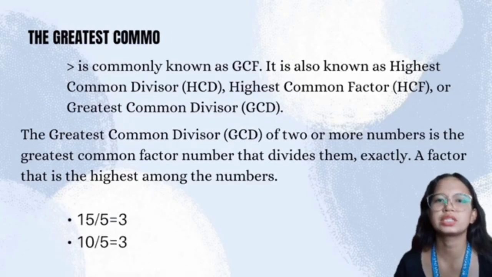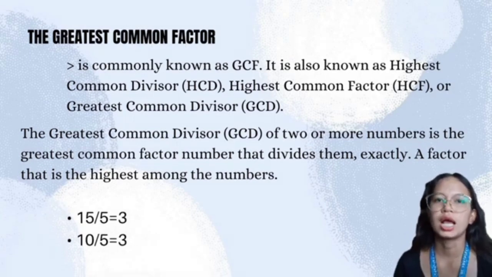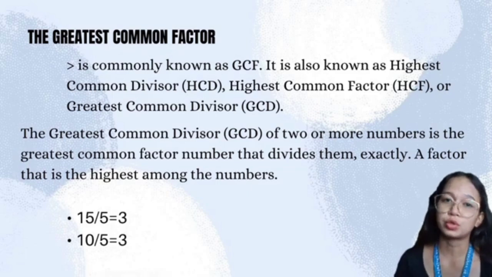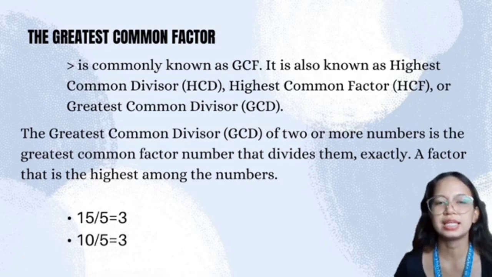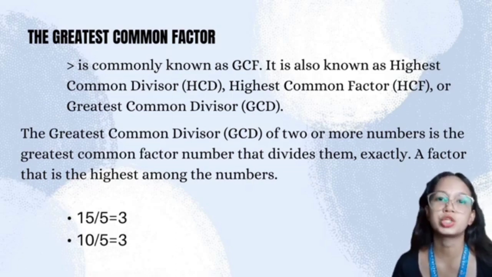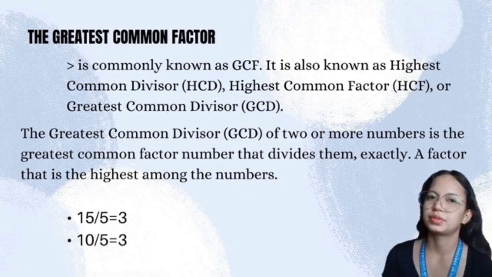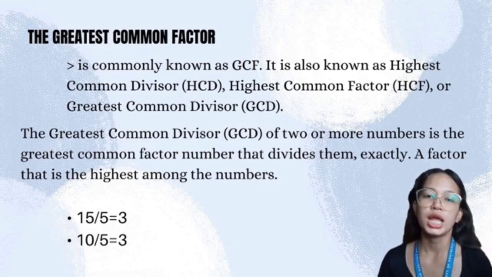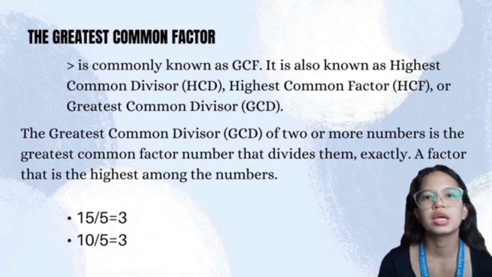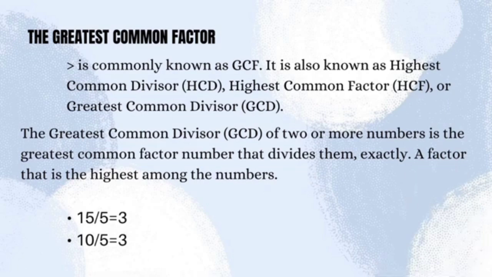And the fourth topic is the greatest common factor. The greatest common factor is commonly known as GCF. It is also known as highest common factor or HCF, and greatest common divisor or GCD. The greatest common divisor of two or more numbers is the greatest number that divides them exactly, that is the highest among the common factors. For example, 15 divided by 5 equals 3 and 10 divided by 5 equals 2.